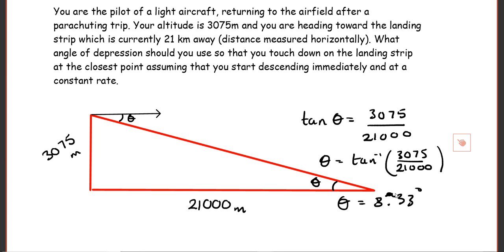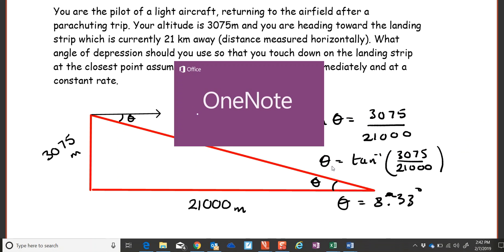Okay. But generally I was expecting lots more people to put a different angle for that. Never mind. Just attention to detail. Yeah, like 80 something, because she did the wrong thing for inverse tan. She did 21,000 divided by 3,075. I should have known that.